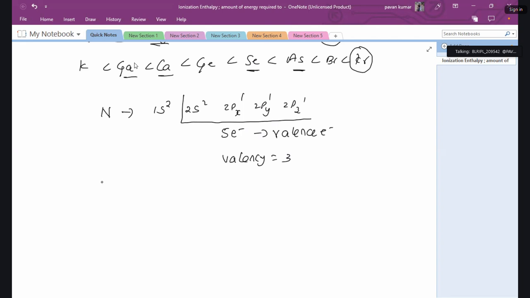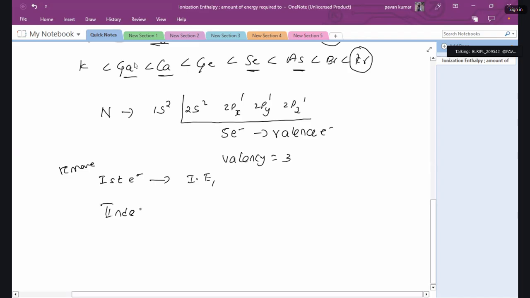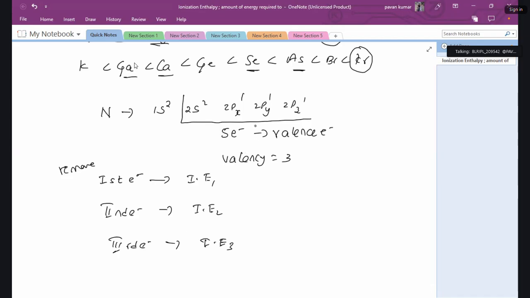Okay. So now nitrogen means, if you remove the first electron, you already know all this concept, but just in order to solve that problem, I'm giving a small introduction for this. If you remove the first electron, we can say that is IE1. If you remove the second electron, we can say that is IE2. If you remove the third electron, you can say that is IE3. Okay. So as I said, removing the first electron is difficult.